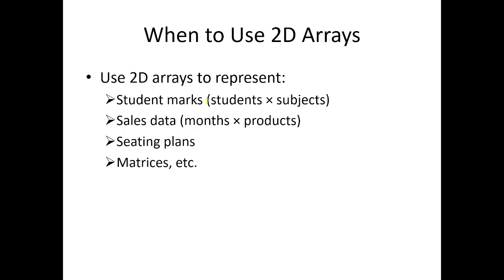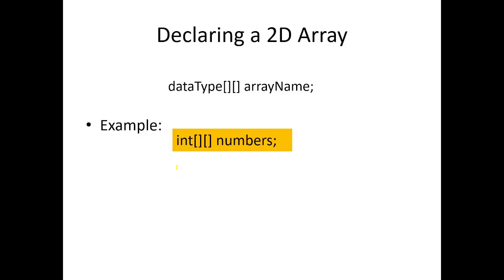For example, if we want to represent problems related to marks, the information that you need to keep is the students with the subjects. Not only the marks, students and the subject, for example. And then sales data involving months and the products, or we have seating plans in terms of the rows and the columns. And when you face something similar to the matrix concept, when you want to compute any mathematical equations that involve matrices, you have to use two-dimensional arrays. Okay, let's see how to declare.